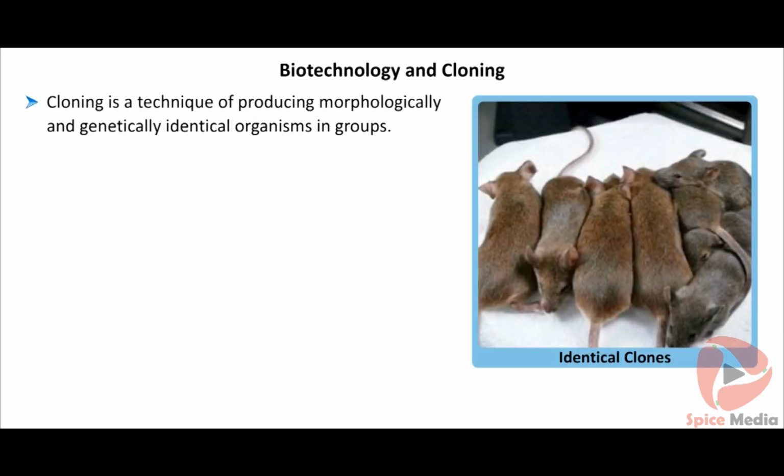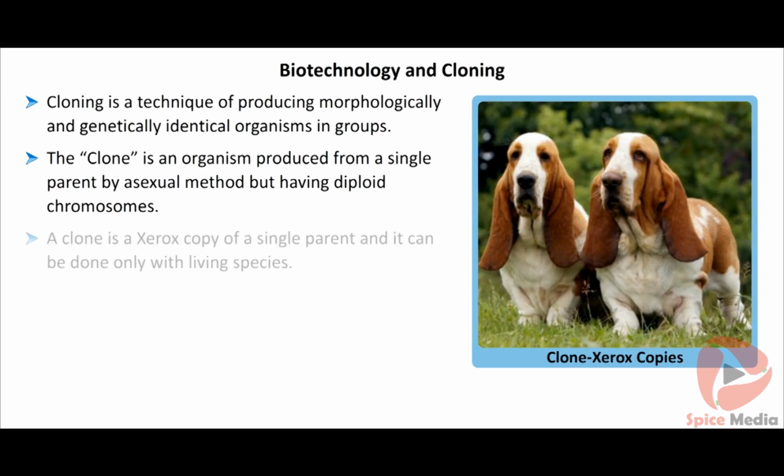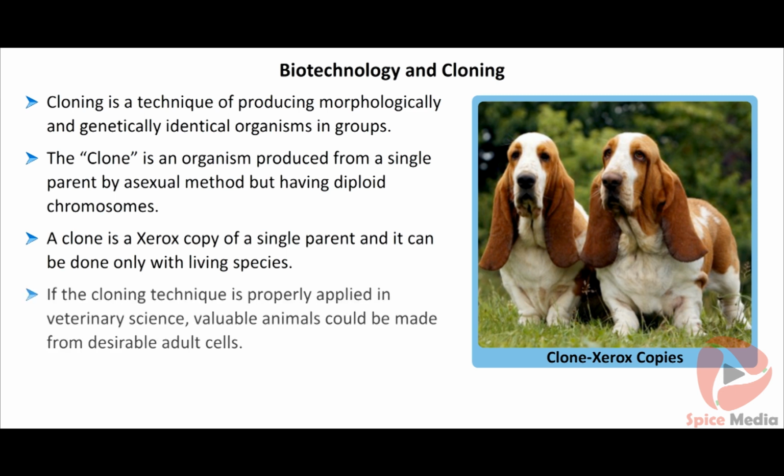Cloning is a technique of producing morphologically and genetically identical organisms in groups. The clone is an organism produced from a single parent by asexual methods but having diploid chromosomes. A clone is a Xerox copy of a single parent, and it can be done only with living species. If the cloning technique is properly applied in veterinary science, valuable animals could be made from desirable adult cells.